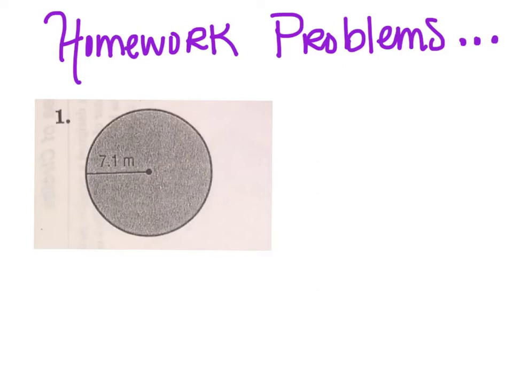Number 1, the directions say calculate the area and round to the nearest tenth. Okay, when I'm looking at this circle, is this the radius that they're telling me, or is this the diameter that they're telling me?